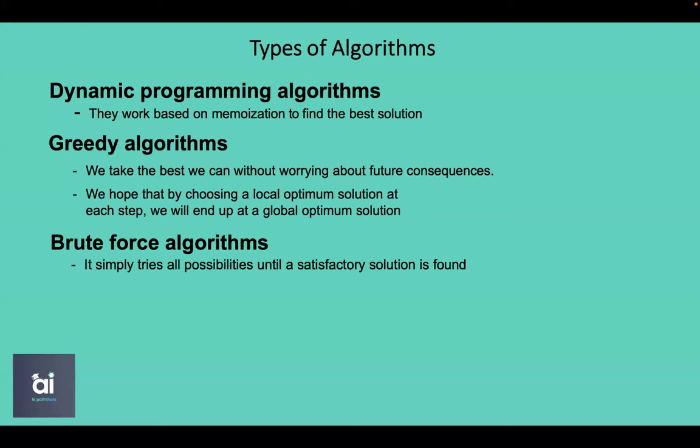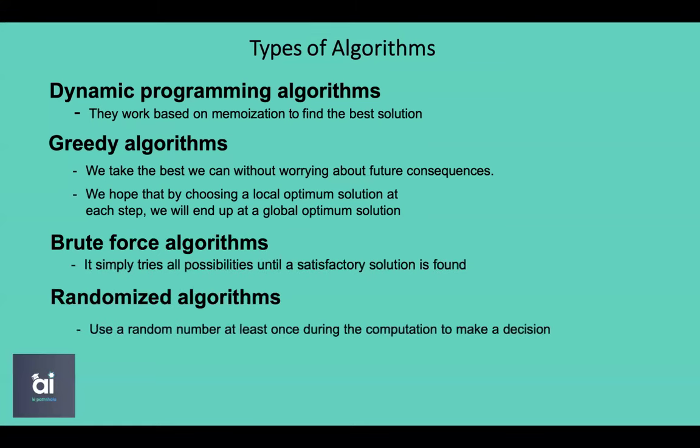Then, the last type of algorithm is randomized algorithm. This algorithm uses a random number at least once during the computation to make a decision. So these are a few examples of many types of algorithms that can be implemented in Python.